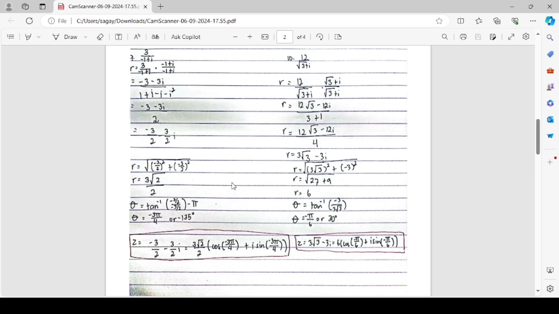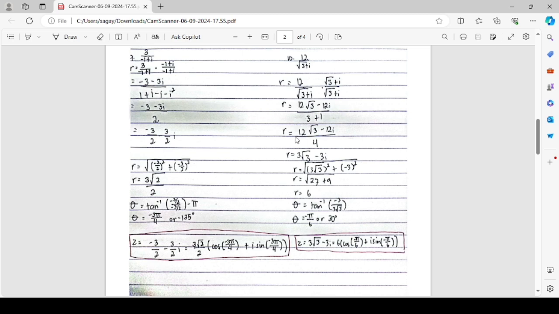Then the last number is number 10, which has the given 12 over square root of 3 plus i. So we substitute and use the earlier formula. We get z is equal to 12 over the square root of 3 plus i, multiplied by the square root of 3 minus i over the square root of 3 minus i. Then we get 12 square root of 3 minus 12i over 3 plus 1.